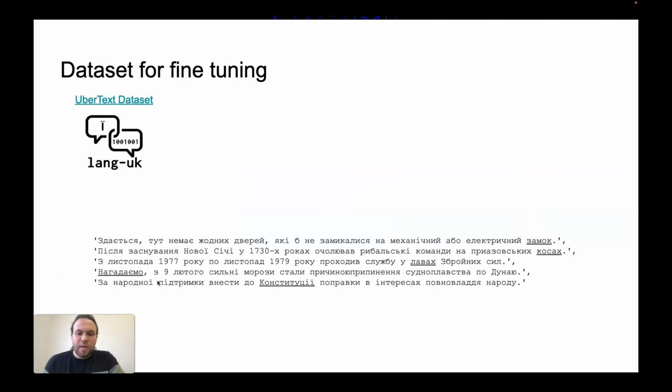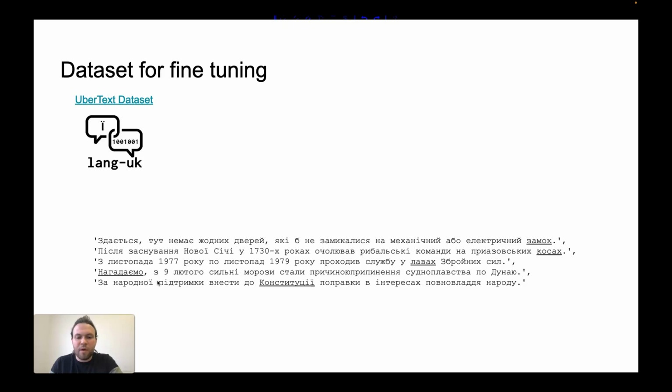We decided to build a dataset in a triplet format, which consists of an anchor, a positive, and a negative pair. We define the positive example as a sentence that uses a lemma in the same context as the anchor sentence, while the negative example uses a lemma in a different context. We used an unsupervised methodology to obtain a dataset. Specifically, we used UberText, which contains text from Ukrainian periodicals, to collect a large number of Ukrainian language sentences. You can see the examples on the screen.